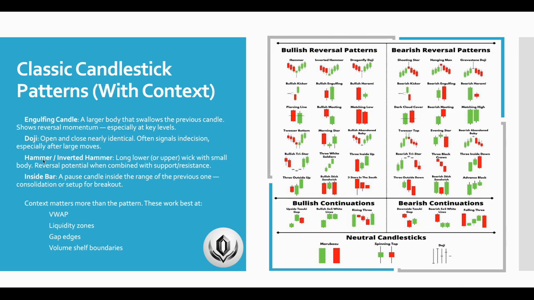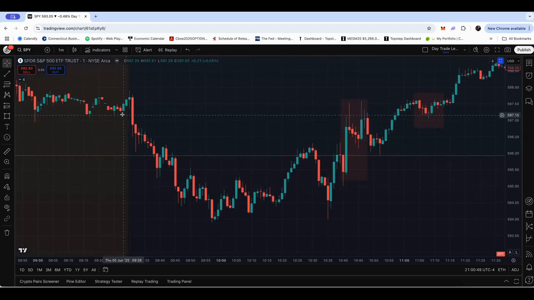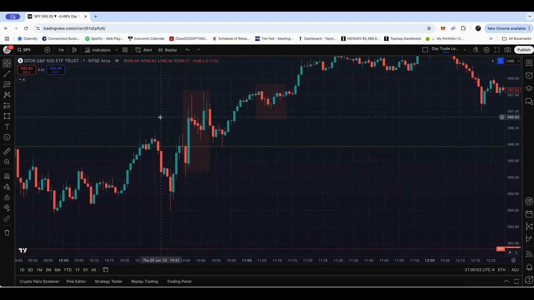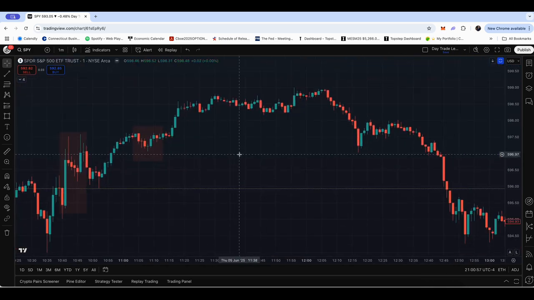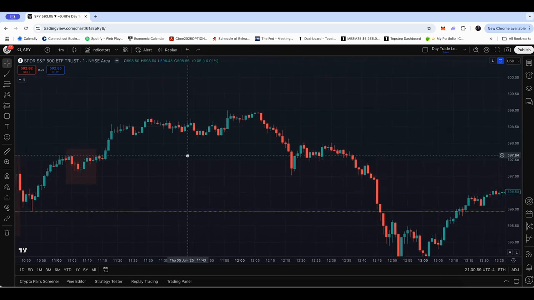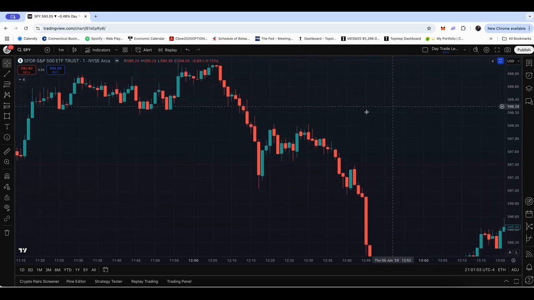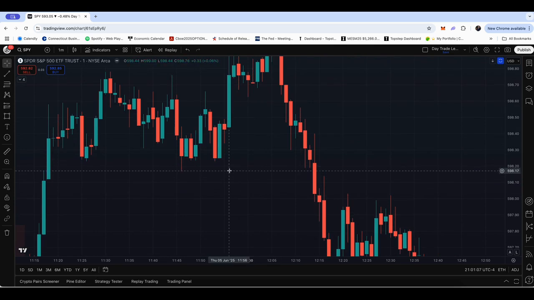Let's see, we'll try and find a hammer or an engulfing right now. There's a lot of reversal action from today. So the identification of these candles is not... All right, here we go. It's a small example, but we have an engulfing candle right here.